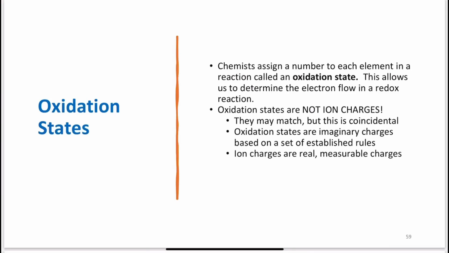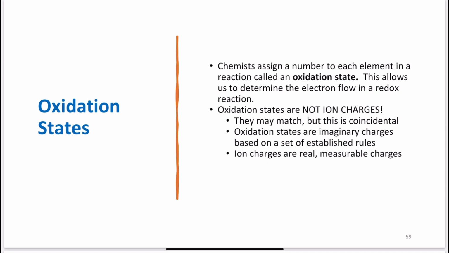One type of reaction we have is called a redox reaction. Redox reactions involve the transfer of electrons from one species to another. To be able to understand redox reactions, we need to be able to understand oxidation states. An oxidation state is a number that has been assigned to an element in a reaction.